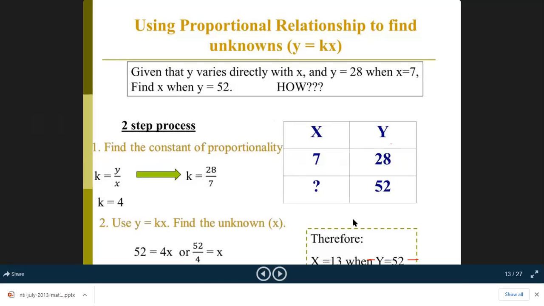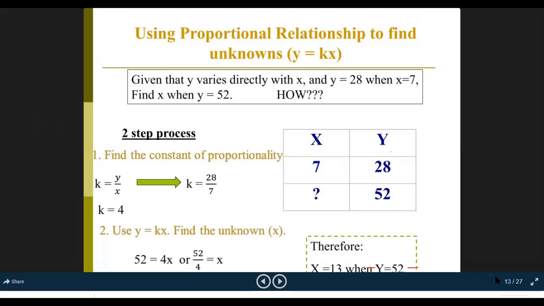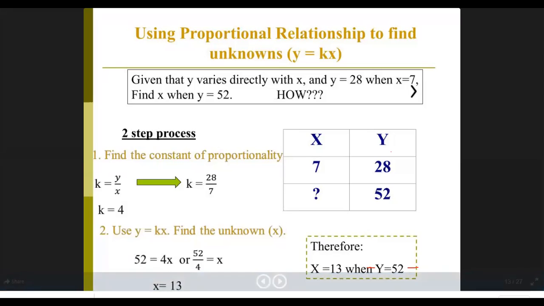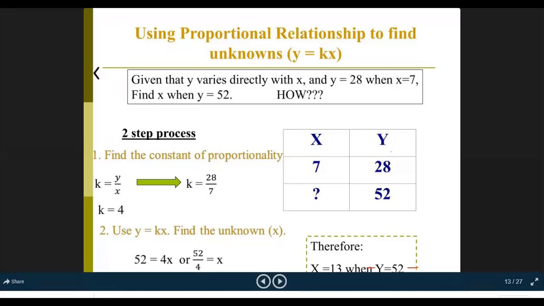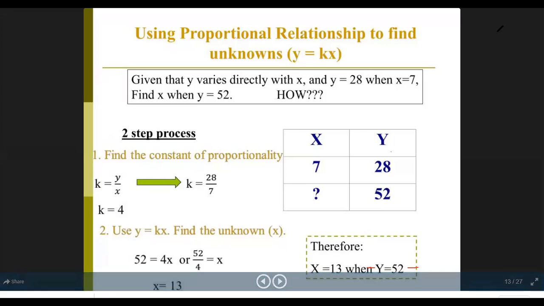The value of k equals 4. We will use proportional relationship to find unknown variables. Given that y varies directly with x, y equal 28 when x equal 7. Yes, Ahmed Rashwan. Okay, let me give you a rule. We can use it to find the answer.